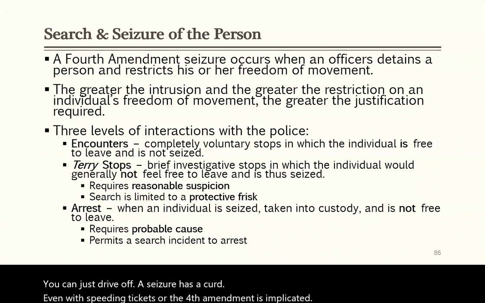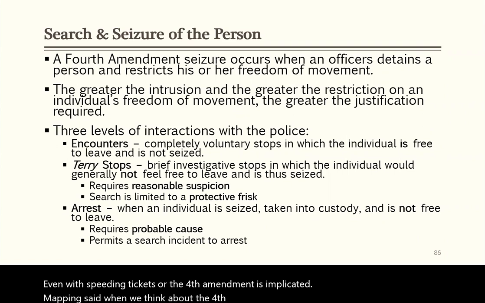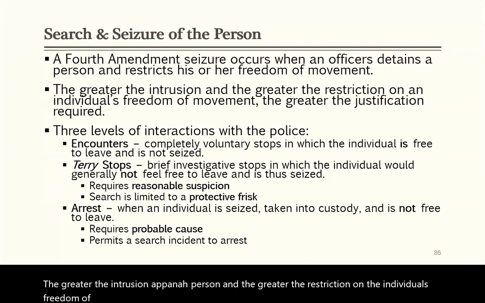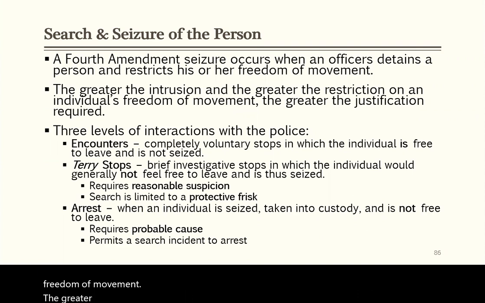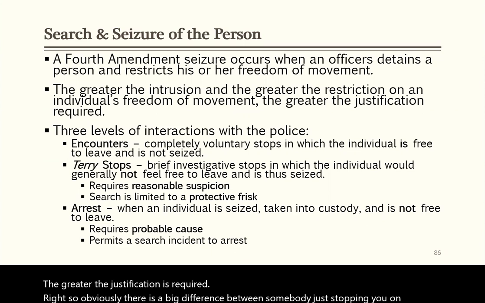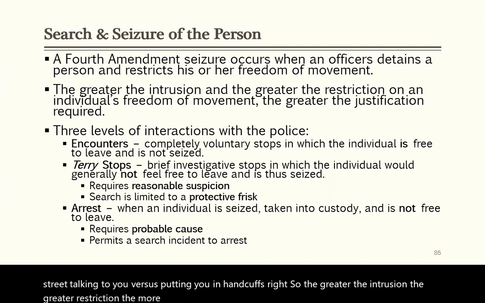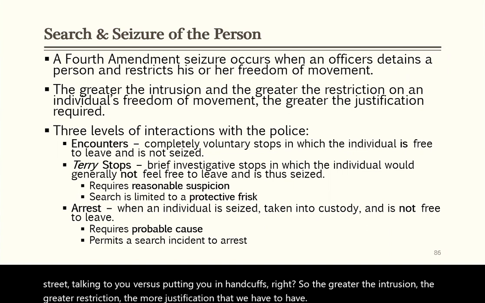Now, when we think about the Fourth Amendment, and we've talked about this in some detail, the greater the intrusion upon a person and the greater the restriction on the individual's freedom of movement, the greater the justification is required. There is obviously a big difference between somebody stopping you on the street and talking to you, versus putting you in handcuffs. So the greater the intrusion, the greater the restriction, the more justification we have to have. It kind of makes sense.